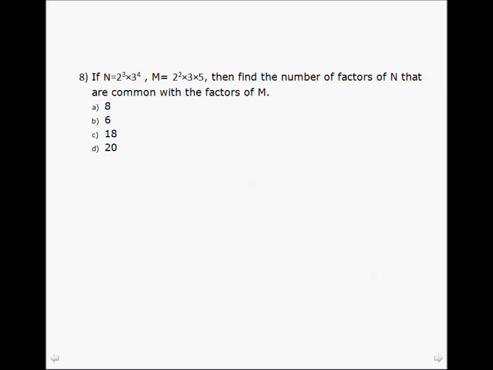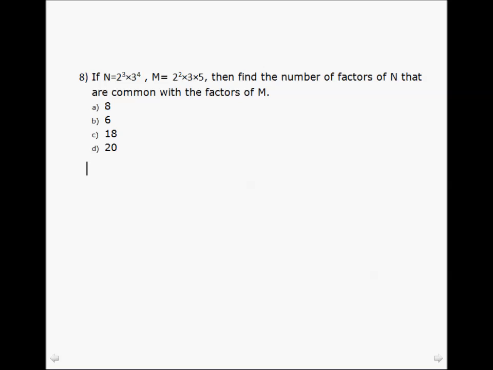Question 8. Say if n is equal to 2 cube into 3 raised to power 4, m is equal to 2 square into 3 into 5, then the number of factors of n that are common with factors of m are. We have seen how to find the number of factors. Now let's look how to find the common factors.